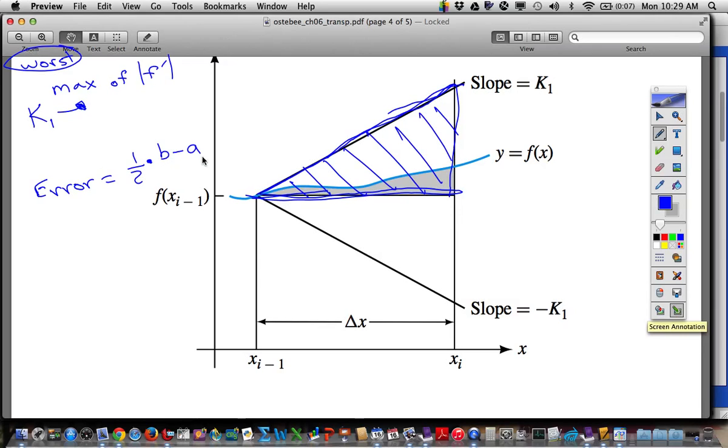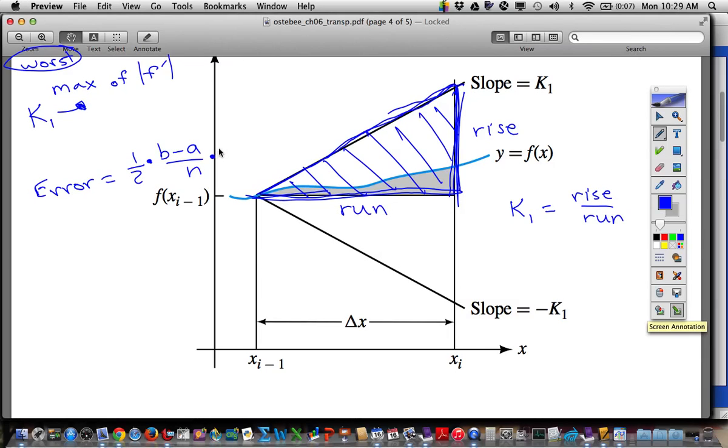B minus A over N, right? And then it's 1/2 this base, and then what's this height? Now, this is going to be a little hard. Let's see, we got slope. Let's call this the rise, and let's call this the run, right? And the slope is the rise over run. Now remember, K1 is the slope, right? So K1 would equal the rise over the run.